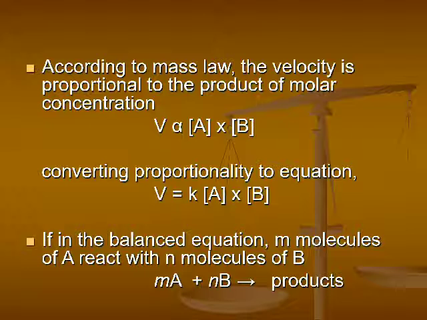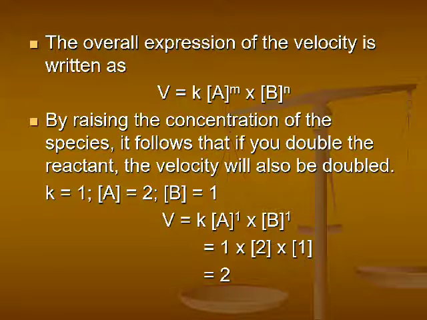According to the mass law, the velocity is directly proportional to the product of the molar concentrations, the concentration of A and the concentration of B. In other words, if we convert it proportionally to an equation, V is equal to the constant K times A times B. If in the balanced equation, M molecules of A react with N molecules of B to result in a certain product, the overall expression of the velocity is written as V equals K times A raised to M times B raised to N.